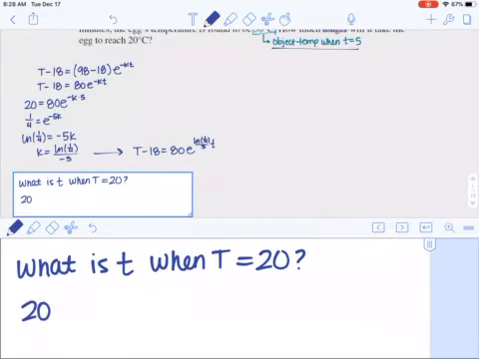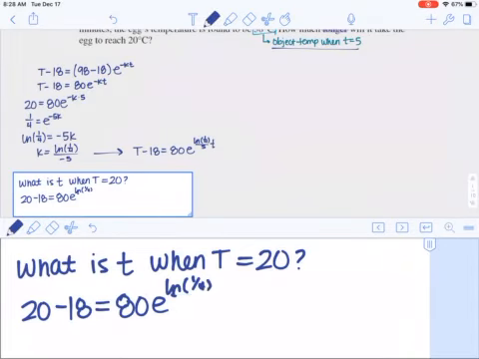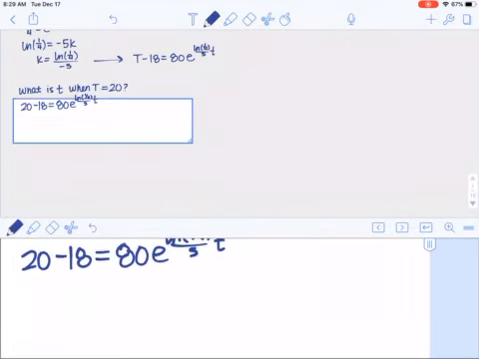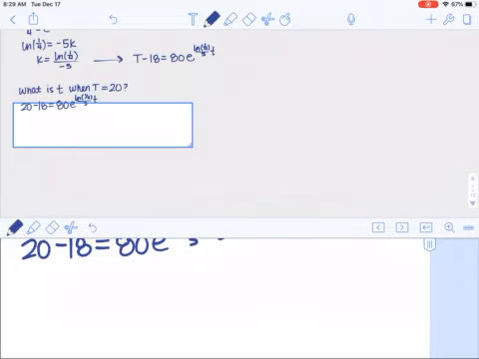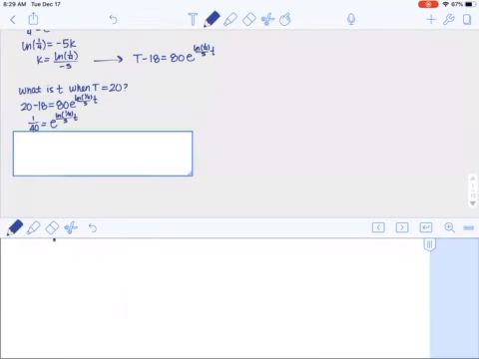Okay, so I'm going to do 20 minus 18 equals 80 e to the natural log of 1/4 over 5 times t. So on this side I'm going to have 2, but then I'm going to divide by 80. So I'm just going to do 2 divided by 80, or 1/40th equals e to the natural log of 1/4 over 5 times t. Take the natural log of both sides of that.